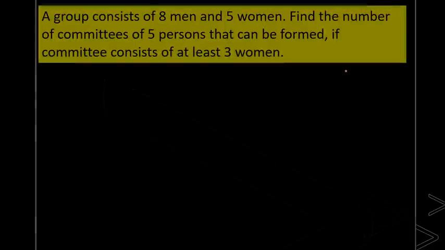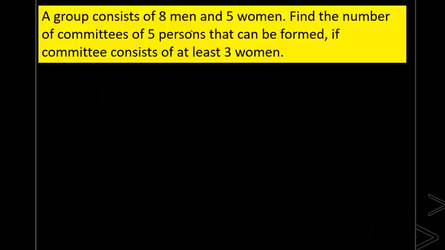Okay, look at the question here. A group consists of 8 men and 5 women. So a group is made up of 8 men and 5 women. You are supposed to find the number of committees of 5 persons. I'm going to form a committee. The committee consists of how many persons? 5 persons. You are going to choose these 5 persons from 8 men and 5 women, but you will not choose them randomly. What is the condition given here? The committee should consist of at least 3 women.